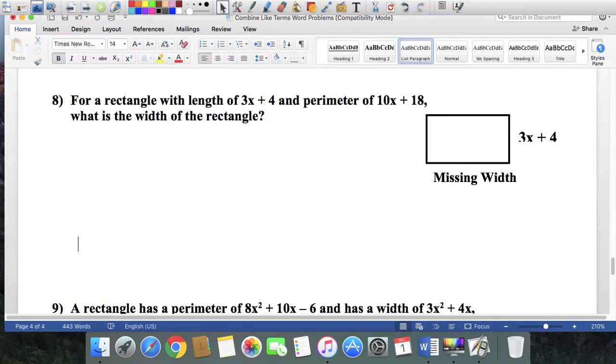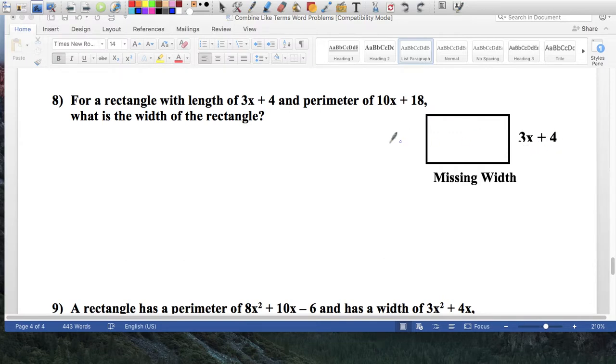So, the rectangle. All right, so I know that if that's 3x plus 4, this is also 3x plus 4. I don't know this, and I don't know that. That's what I don't know. But I know that if I add all the sides, the perimeter is 10x plus 18. So I know what the total is. One way of doing this is counting the total. So the total perimeter of this rectangle is 10x plus 18.